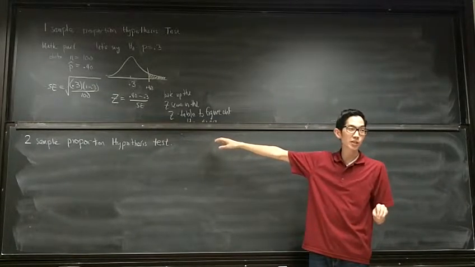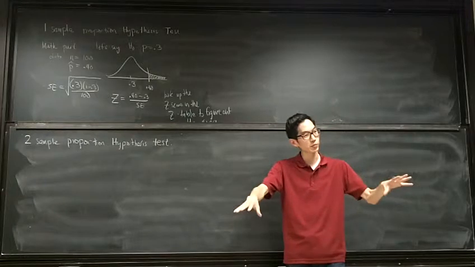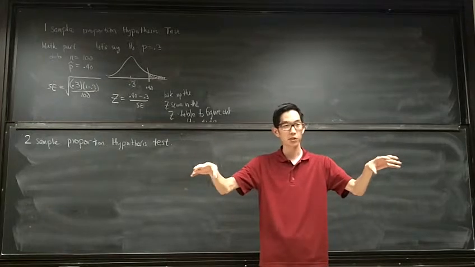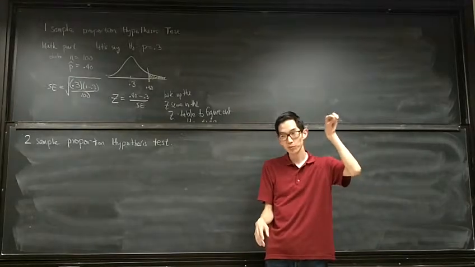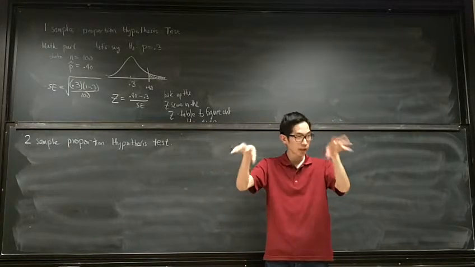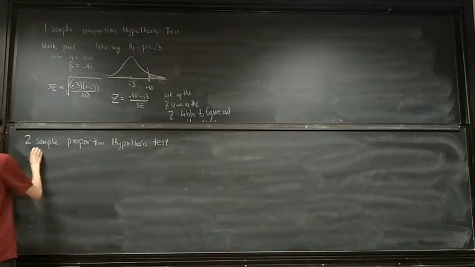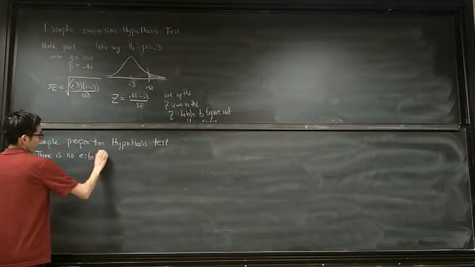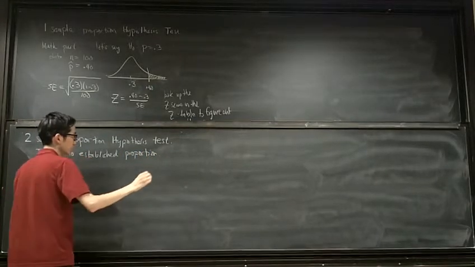With a two-sample proportion test, I no longer have an established proportion. Instead, I have two samples. And I'm going to compare the proportion of one sample to the proportion of the other sample. Okay? So in the one sample proportion, we had an established proportion. With the two sample, no proportion established, I just have two samples, and I'm comparing the samples against each other. So there is no established proportion. Instead, we have two samples.